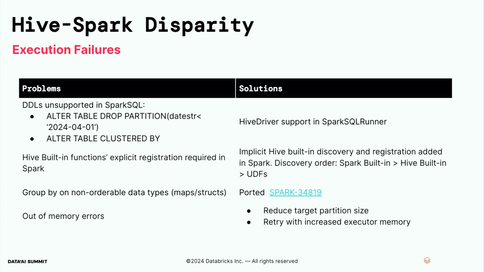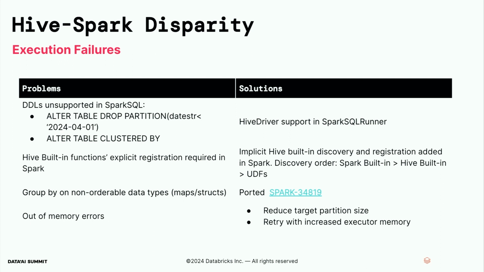Order by and group by on non-orderable data types was also not supported in Spark. Non-orderable types means maps or structs, etc. For this, we ported an open PR from open source, and that worked fine for us. I've linked the PR here.